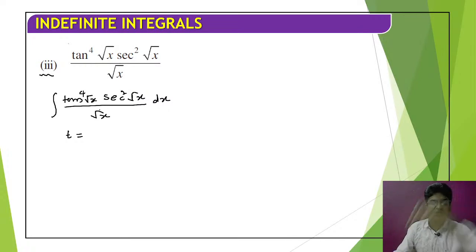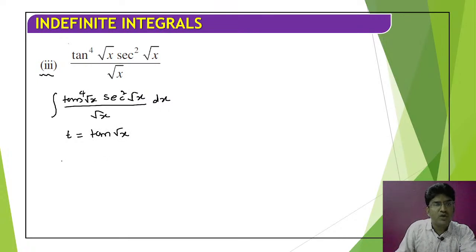Quickly think and tell me the answer. What should I write for t? Here I must write one function. After differentiating that function, the same thing has to be present here. Very good. So t must be equal to tan root x.